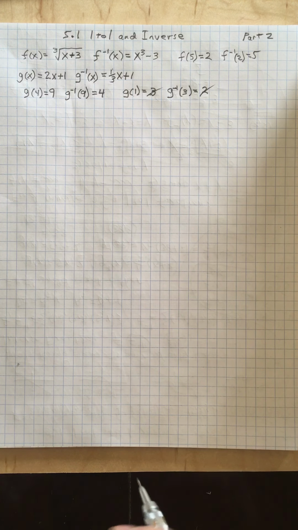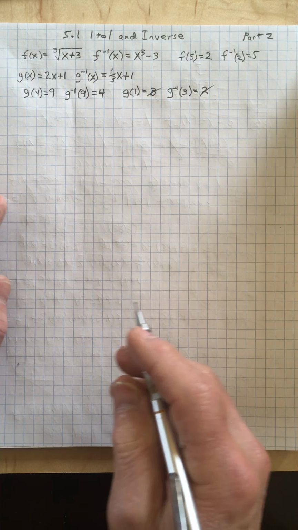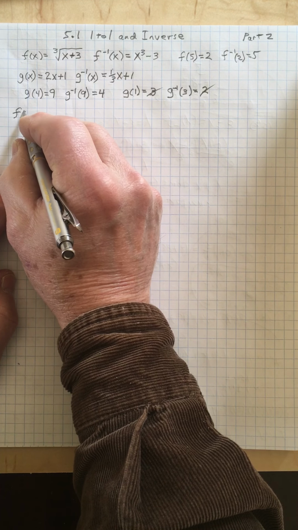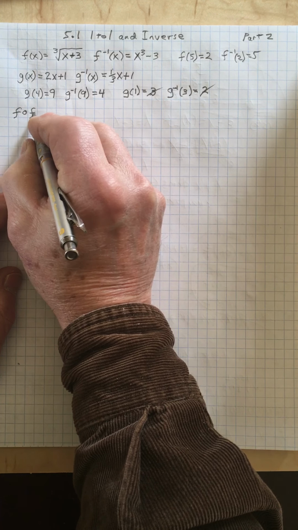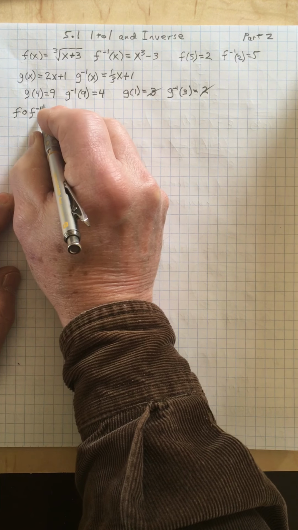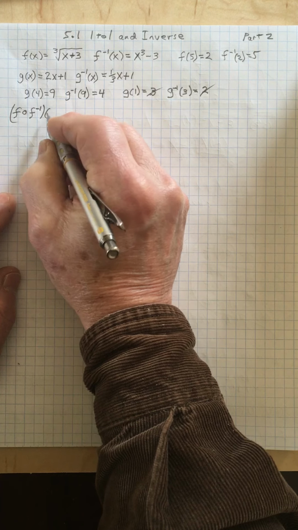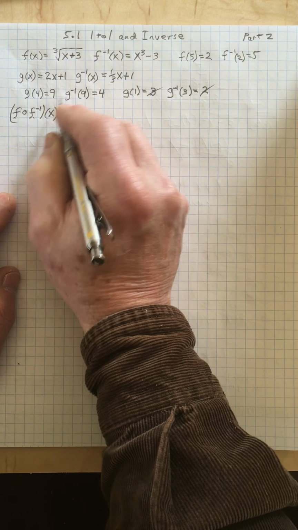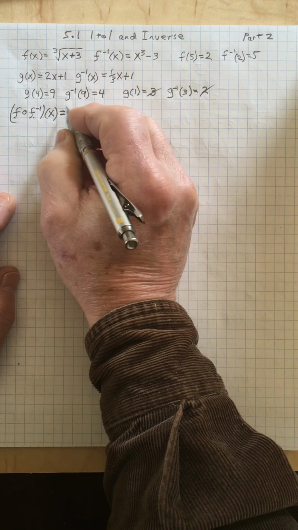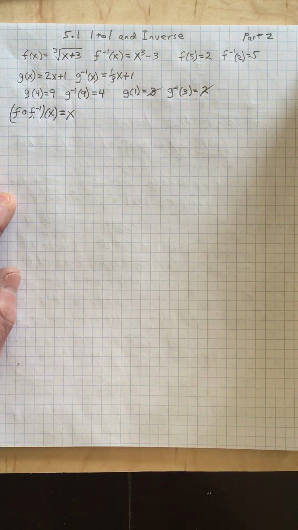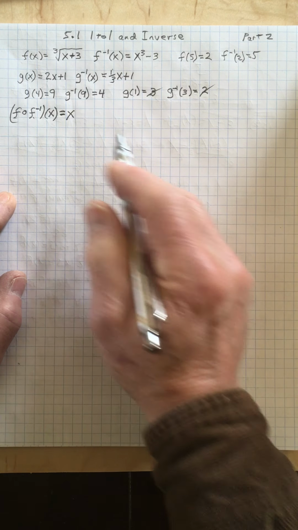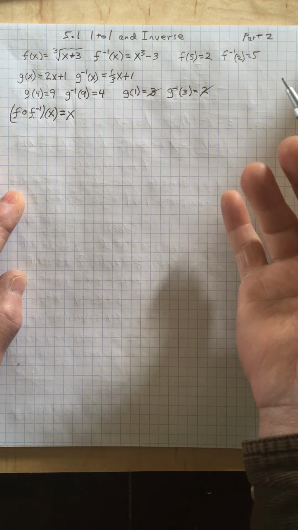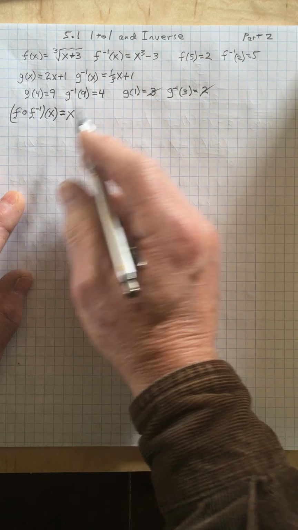So what is the test? How do we know for sure if it is or isn't? Well, the test is back to the composite function that we learned earlier. Since these guys undo each other, if I put them together as a composite function, then when I simplify everything, I should get x. So let's see how that works with this one. Since we know they're not inverses, it shouldn't equal x.